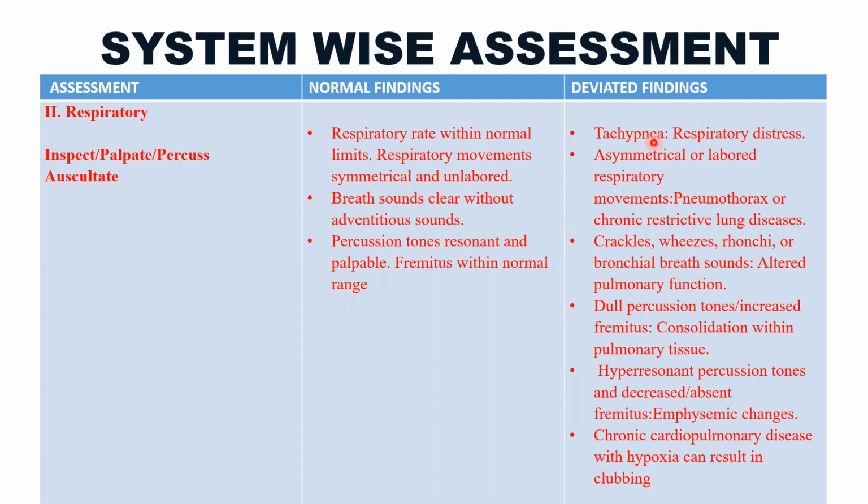Whereas deviated findings include tachypnea, asymmetrical or labored respiratory movements that indicate pneumothorax or chronic restrictive lung disease. Crackles, wheeze, rhonchi. You should also observe the breath sounds. You should inspect, percuss, and auscultate for dull percussion tones. From there you can identify consolidation within the pulmonary tissue. Hyperresonant percussion tones and decreased or absent fremitus indicate emphysemic changes. Chronic cardiopulmonary disease with hypoxia can result in clubbing. This you should observe in the respiratory system.